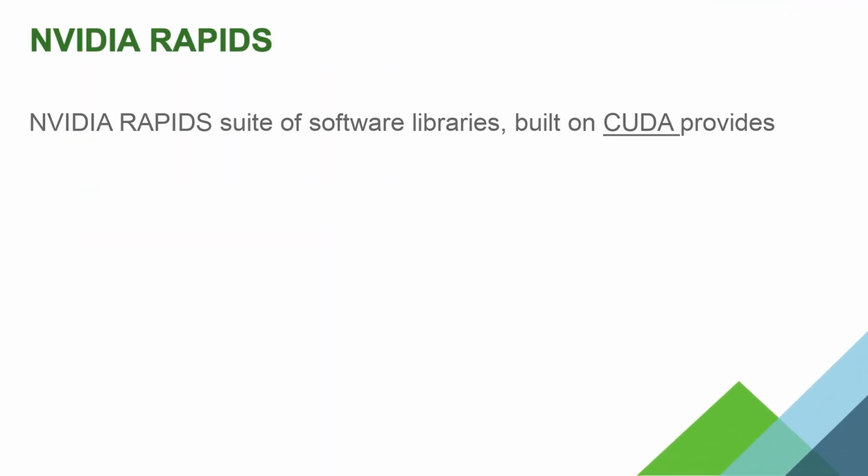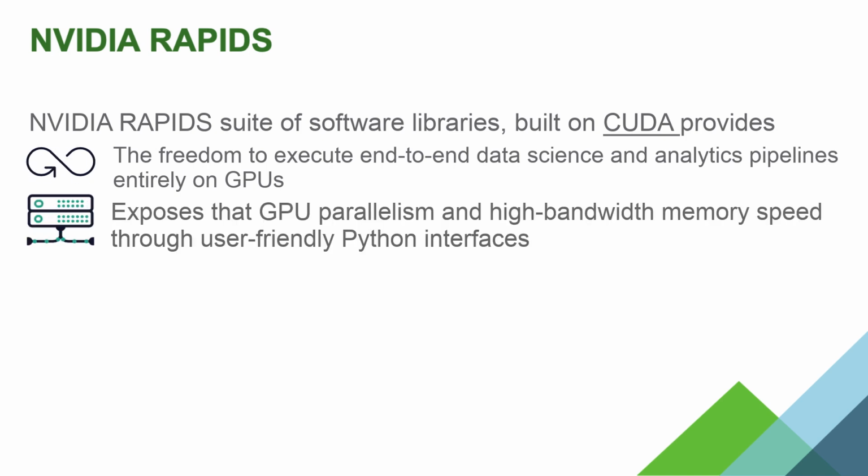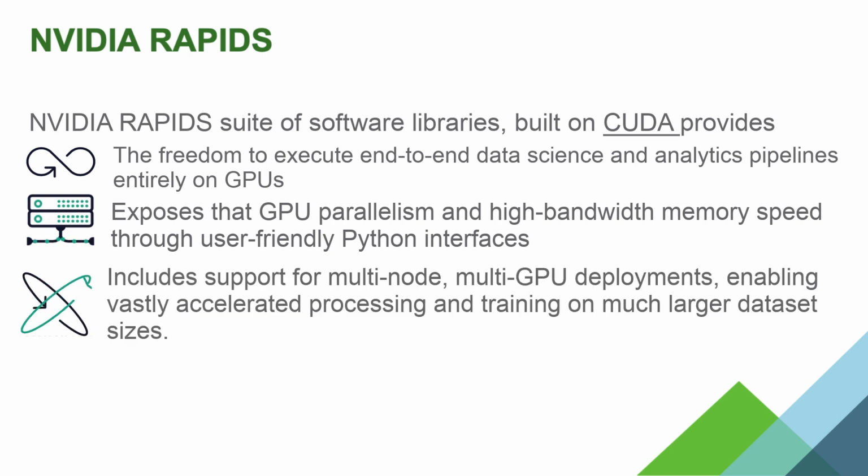NVIDIA RAPIDS suite of software libraries, built on CUDA, provides the freedom to execute end-to-end data science and analytics pipelines entirely on GPUs. It exposes that GPU parallelism and high bandwidth memory speed through user-friendly Python interfaces. It includes support for multi-node, multi-GPU deployments, enabling vastly accelerated processing and training on much larger dataset sizes.